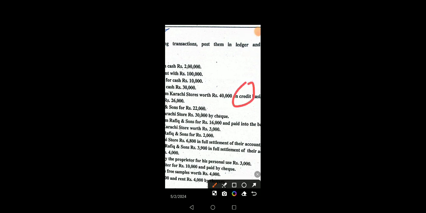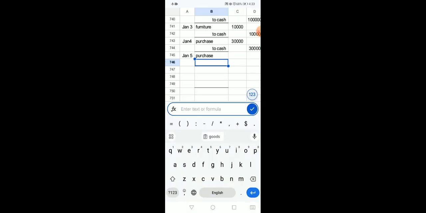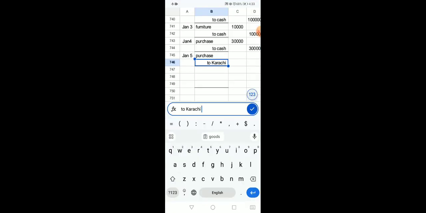When you are buying goods and not paying, what will happen? It would become your liability, and Karachi store is the person to whom the amount is still payable. Still payable means it is a liability. A liability should be mentioned on the credit side. So you will mention Karachi store. We have a little less space, so we will mention Karachi only.